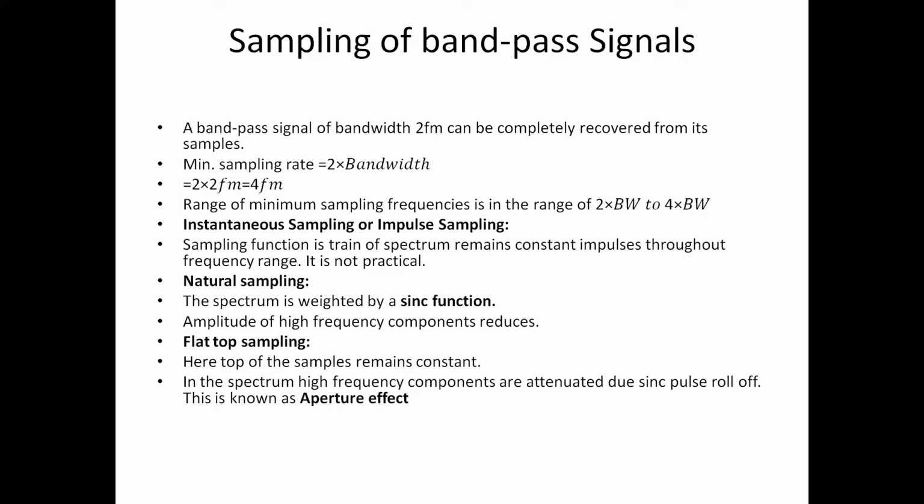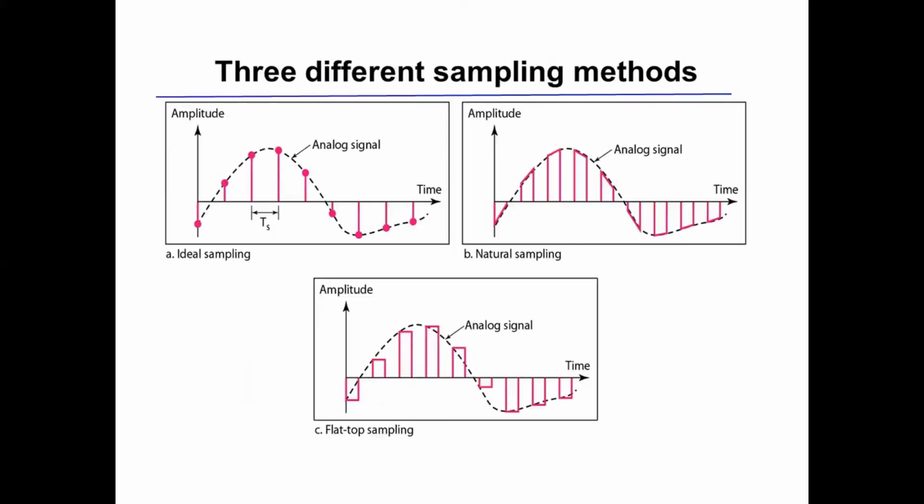In order to better understand aperture effect, first let's have a look at three different sampling methods. This is the ideal sampling. However, it is not practical to generate ideal sampling. Natural sampling is in the right hand side figure, and in the bottom figure we have indicated flat top sampling.